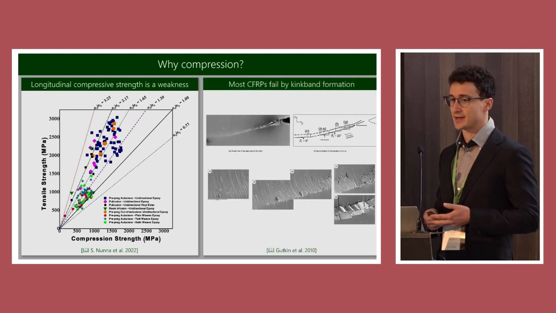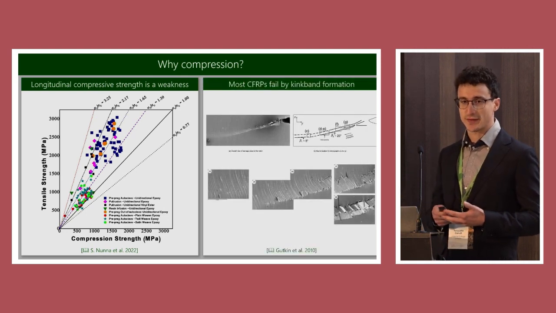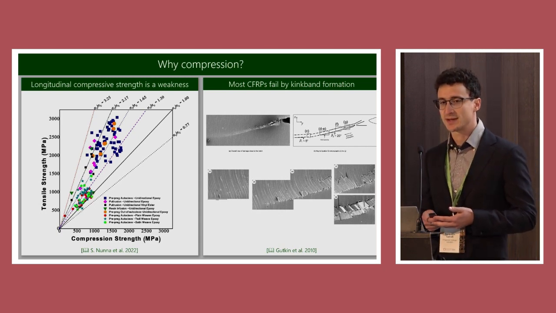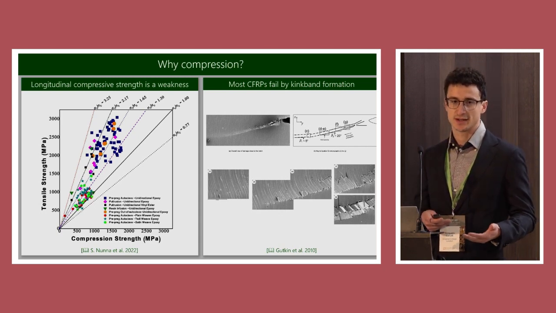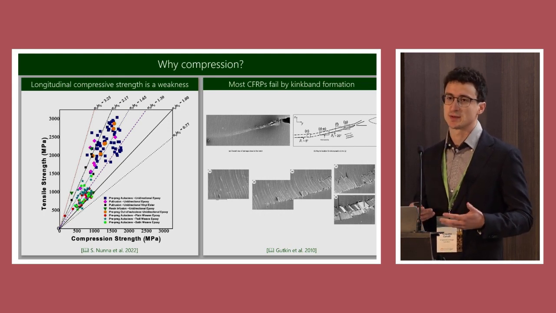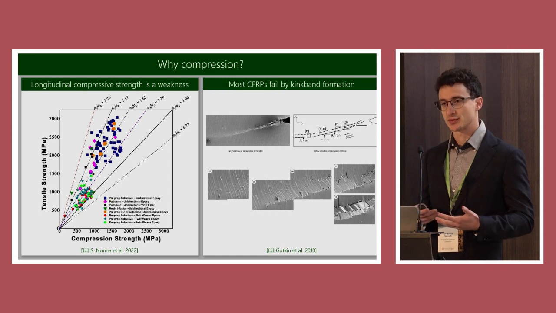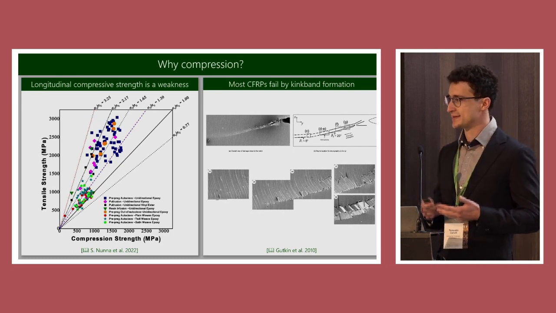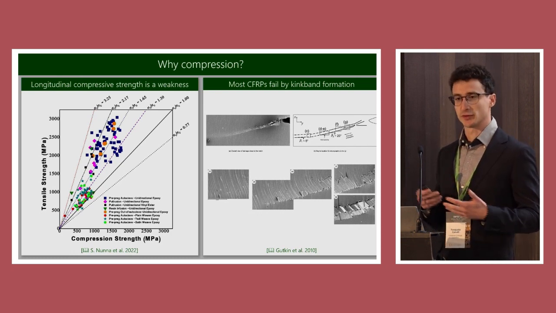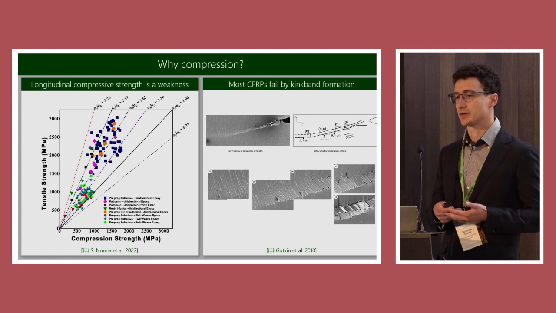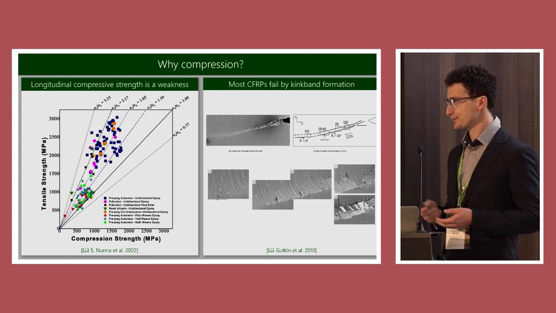The reason for that is the way these materials fail under compression, which is by formation of kinkbands, which is an instability mechanism. Despite the fact that this mechanism is quite well understood, and you may be well familiar with this, it's still a challenge to devise solutions in order to mitigate it and thus improve the compressive strength of carbon fiber composites.